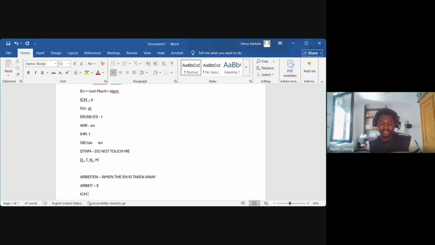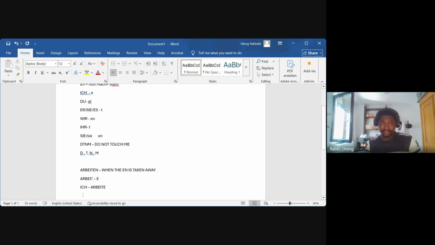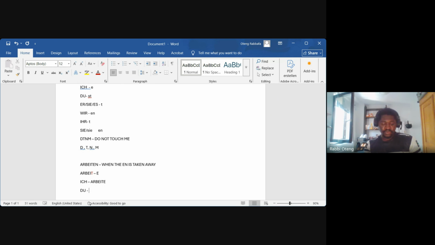But for ich it remains the same because we automatically add an e to ich, so there's no need to add another e. So it will be ich arbeite. For du it will be du arbeitest. The e is not supposed to be there, but to help with pronunciation we need to have the e there. Then er, sie, es.